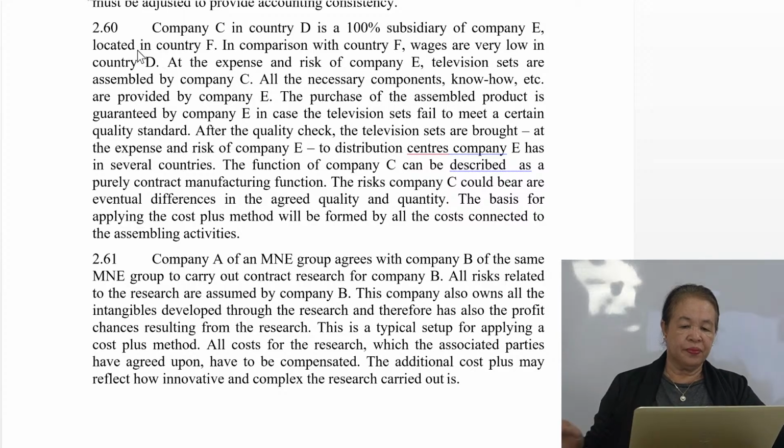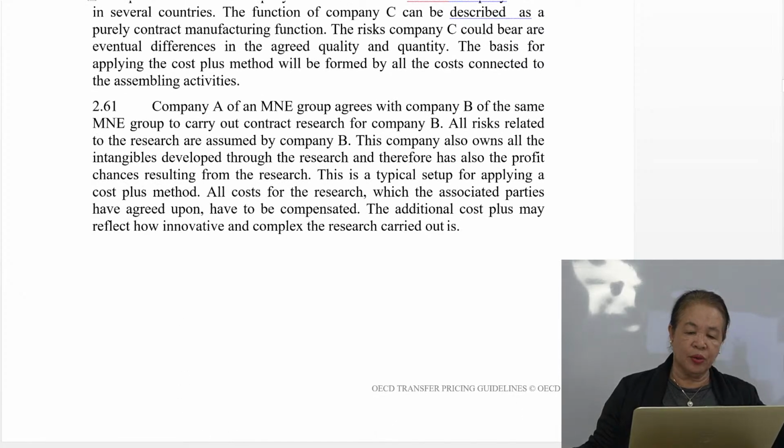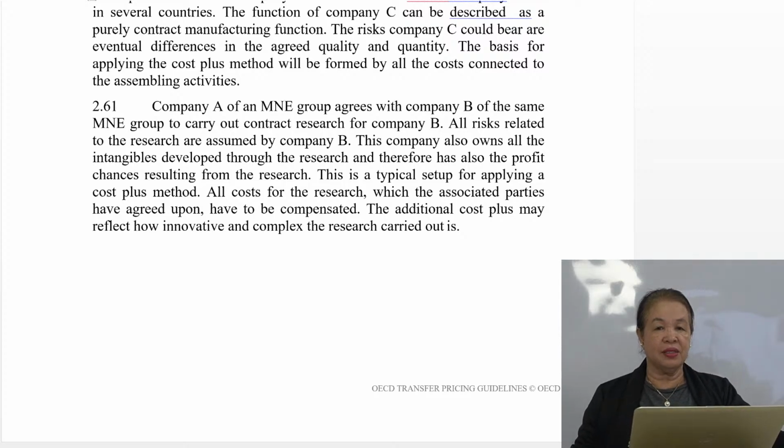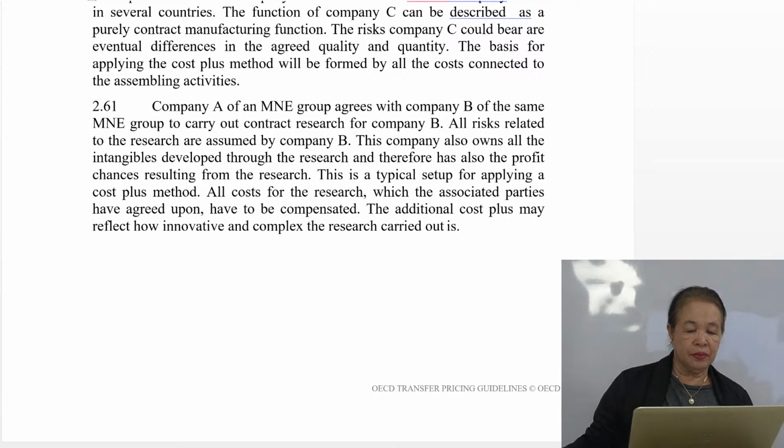Okay. Company A of an M&E group agrees with Company B of the same M&E group to carry out contract research for Company B. This is another example. At ano yung example dito? Yung contract research, no? So, sino magkikerry ng contract research? Si Company B. All risks related to the research are assumed by Company B, no?